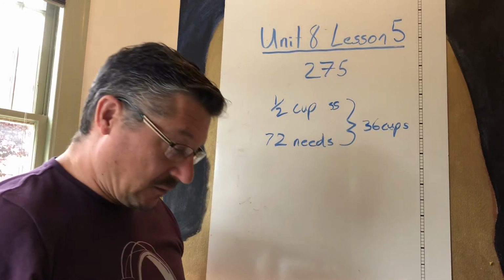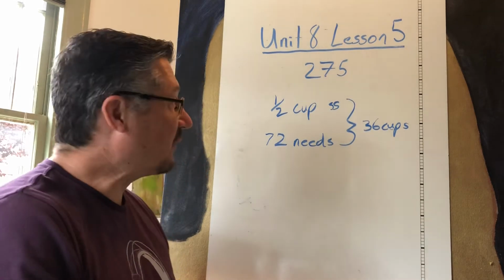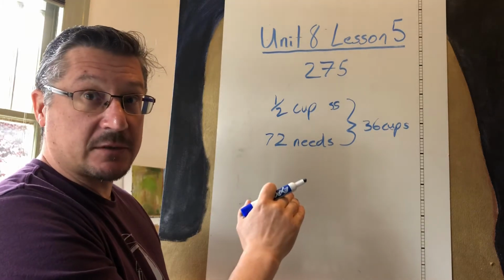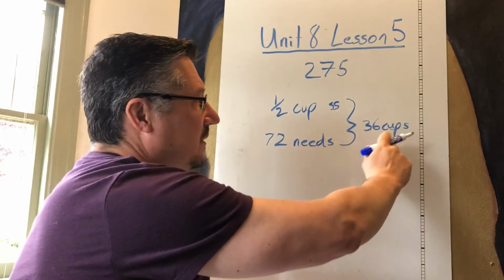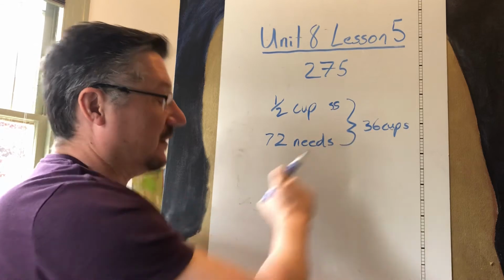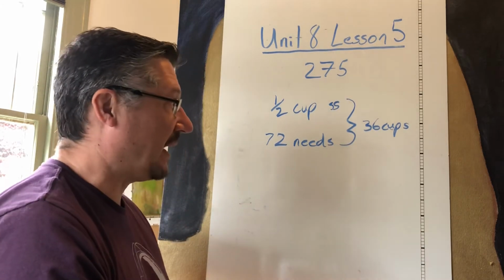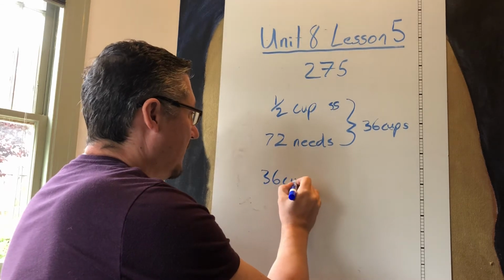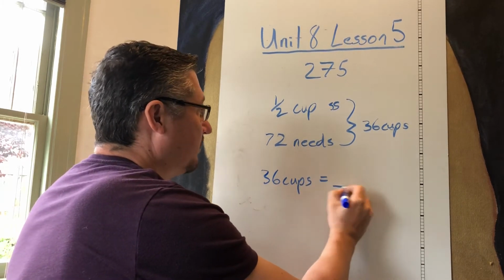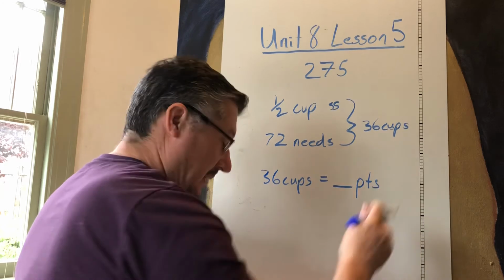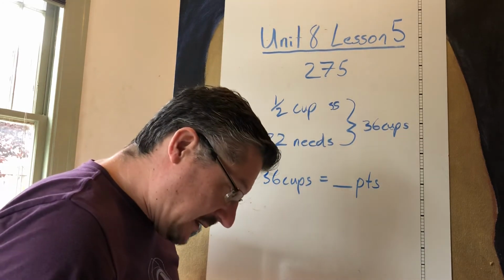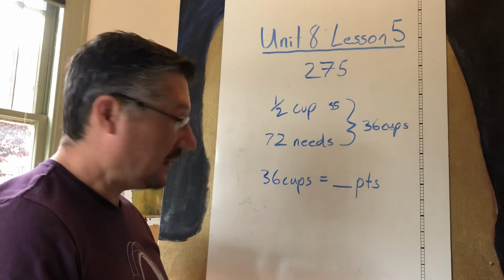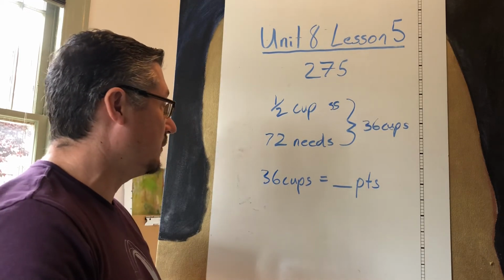Now, we have pints here. So I have cups and pints. I can either go from pints to cups or cups to pints, but I'm already in cups, so I'm going to convert this to pints. So I'm going to look back on my chart. I have 36 cups equals blank pints. So I'm going to look and see, and it says 1 pint equals 2 cups. It's right here on the chart. 1 pint equals 2 cups.